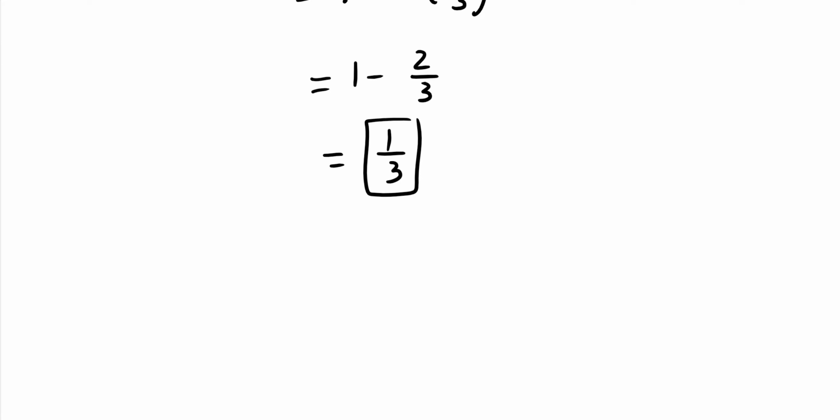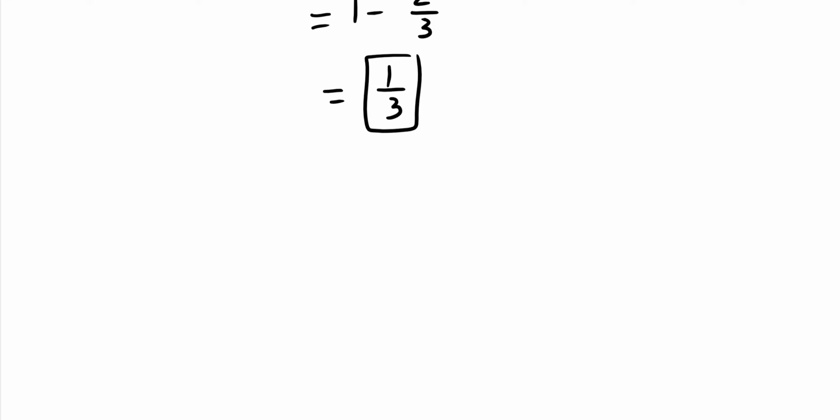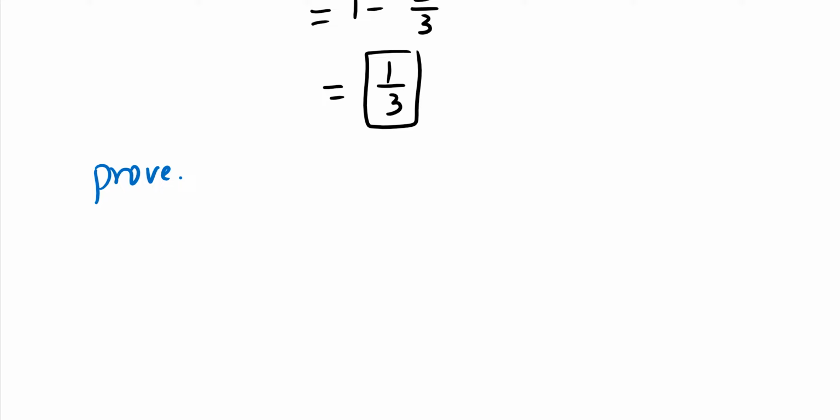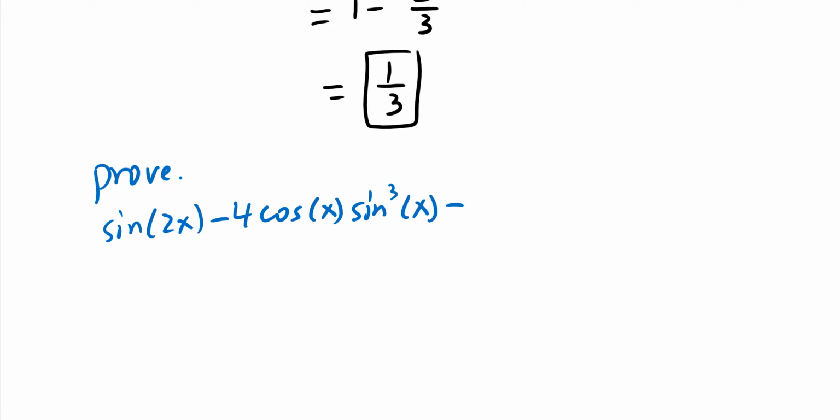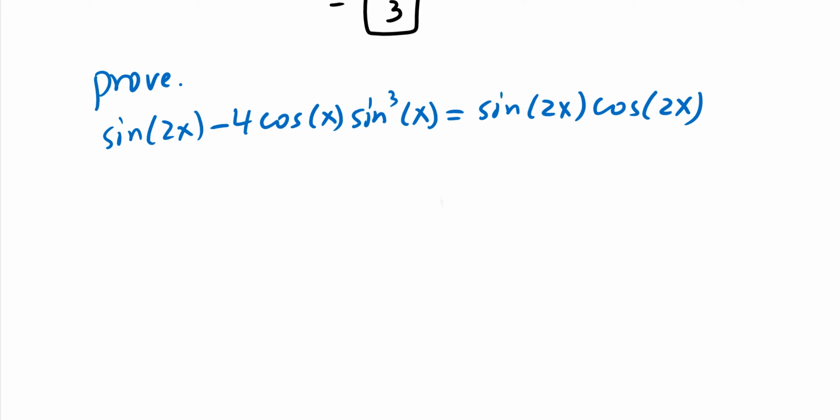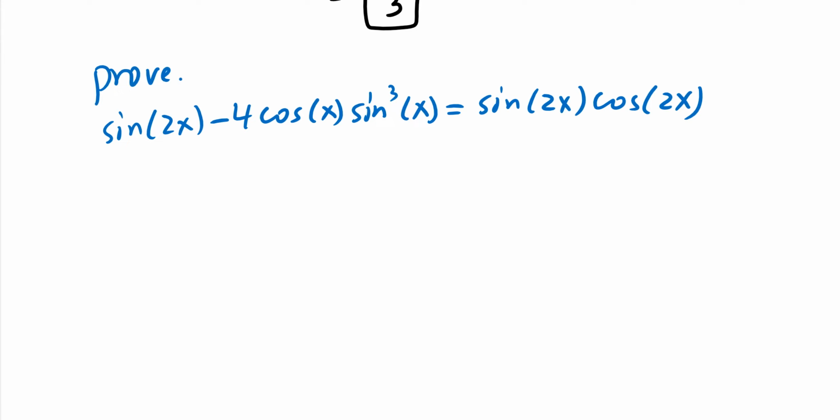Let's look at more examples. What about if we are asked to prove something like sine 2x minus 4 cosine x sine cube x equals sine 2x cosine 2x. You can start from either side. When I learned this method the first time, and my professor went from the left side to the right side, when I went home I did try to go from right to left. That helped me to become really good with proving identities.